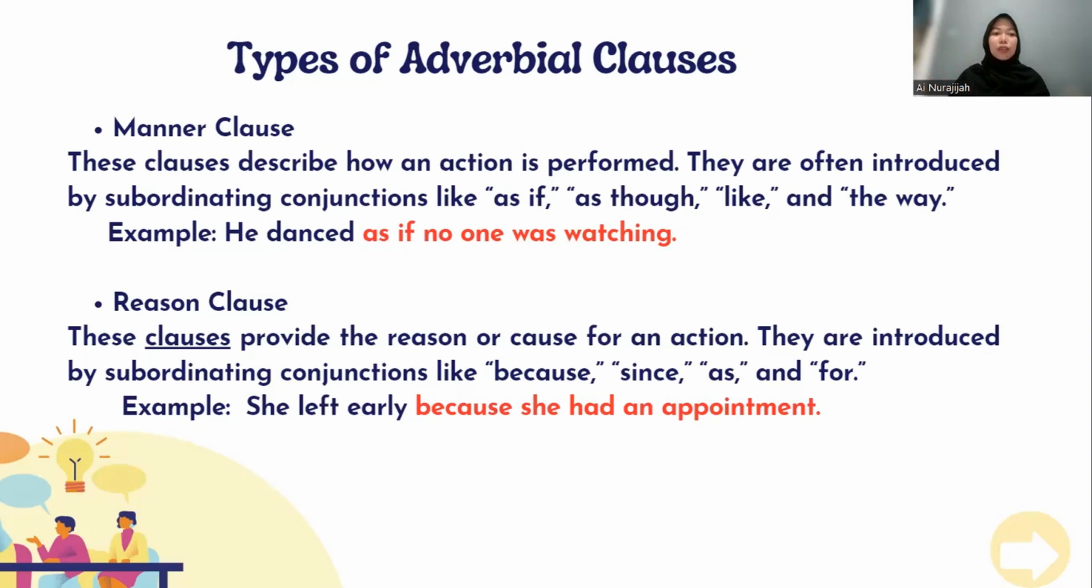And then after that, there is reason clause. These clauses provide the reason or cause for an action and are introduced by subordinating conjunctions like because, since, as, and for. For example, she left early because she had an appointment. So because she had an appointment is an adverbial clause that modifies the verb left early. So this is the example for reason clause.